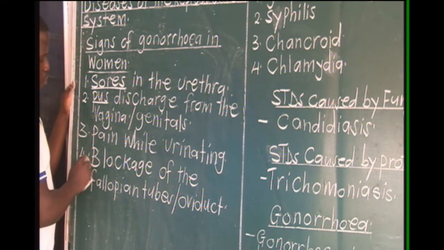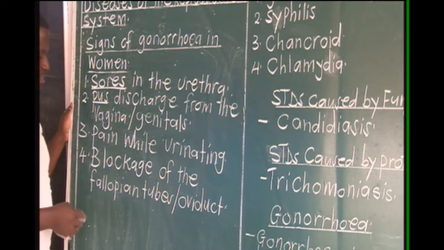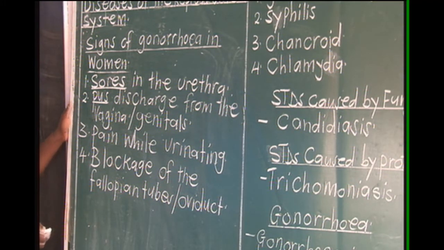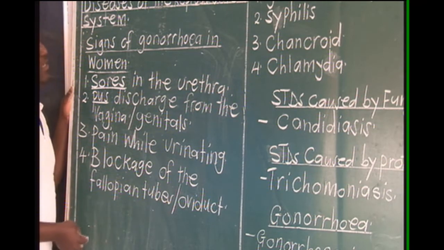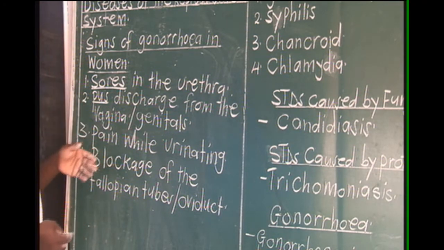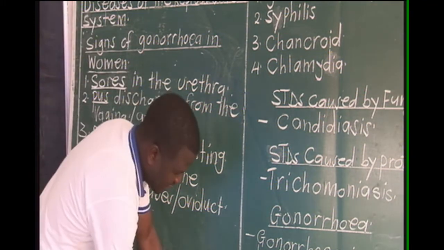So when somebody has blocked fallopian tubes, it could be that this person has gonorrhea. And that's why you always advise to go for medical checkup, especially if you have failed to have children. You may find that you are failing to conceive or to become pregnant because your fallopian tubes are blocked. So blockage of the fallopian tubes or oviduct is a clear sign of gonorrhea in women.